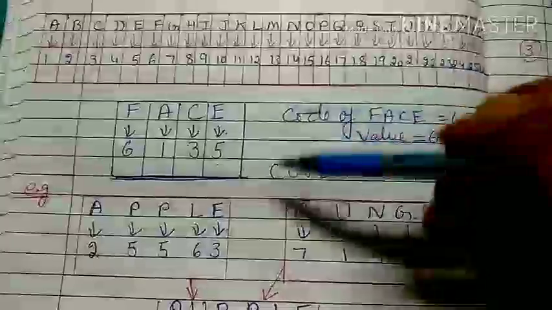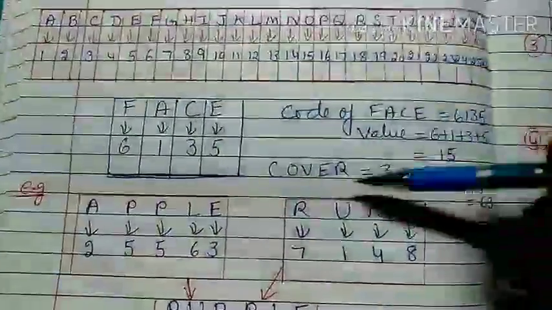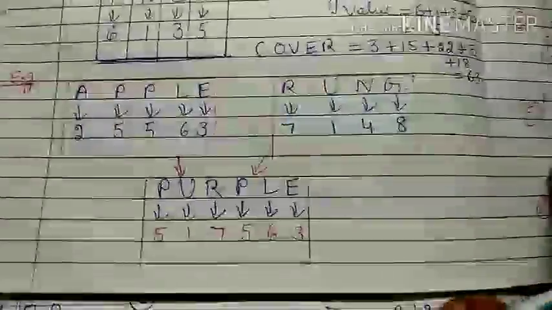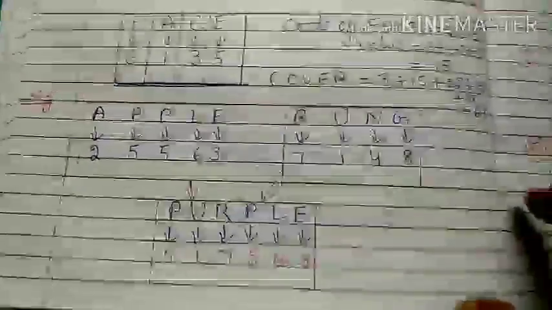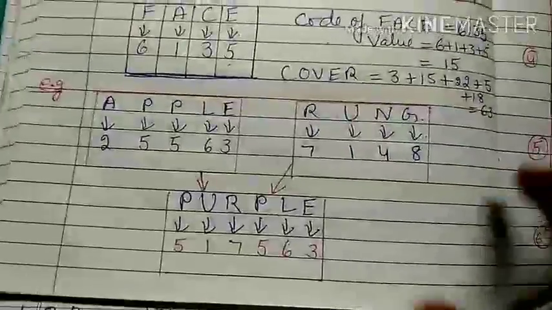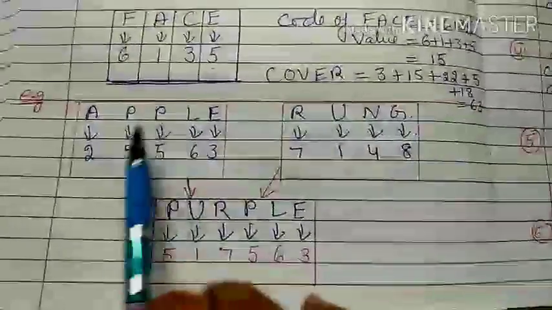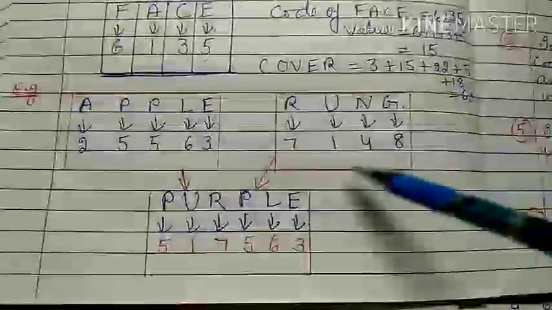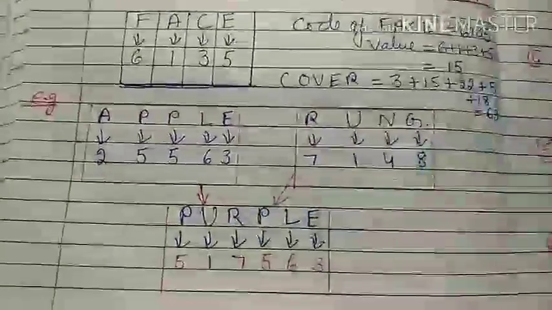If you have to find the code of COVER, similarly choose all the alphabet numbers: 3, 15, 22, 5, 18, that gives you 63. We use this when you are using the English alphabet. But suppose you are not using the English alphabet, and you have been given some particular word codes, and from those you have to create another word code. Suppose I have been given APPLE, whose code is 25563, and RUNG, whose code is 7148. Using these two codes you have to identify the code of PURPLE.